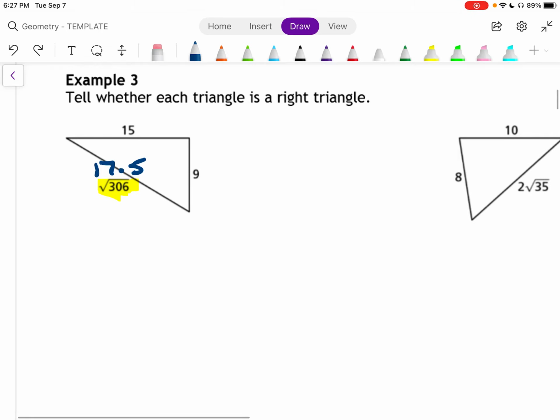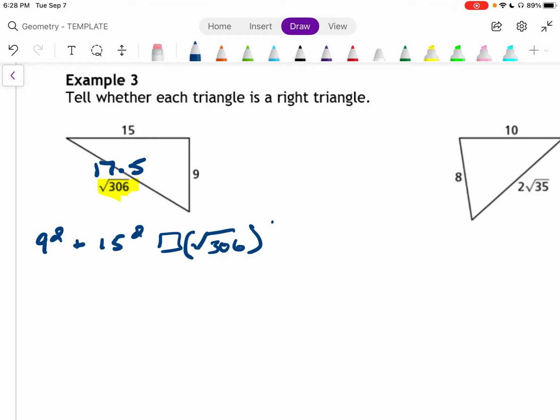So now that we know that's the longest side, I'm going to take my legs, 9 squared plus 15 squared, and then I'm just going to put a box here because I don't know if it's equal or not, and I really don't want to say that it's equal. I don't know that it's equal yet. And then I'm going to put root 306, and then I'm going to square it. Again, the box is just a placeholder so that I keep the numbers separated.